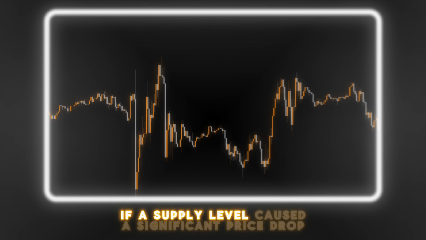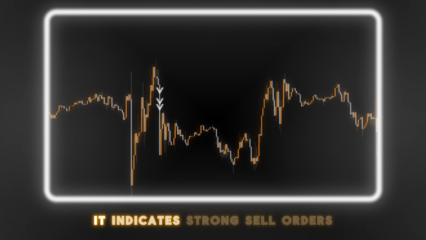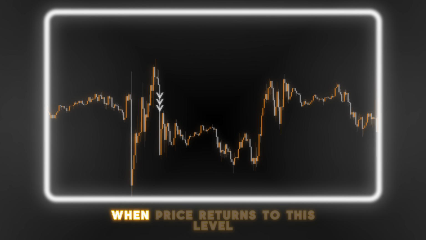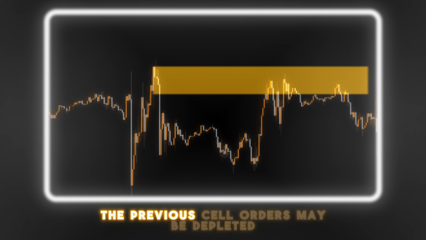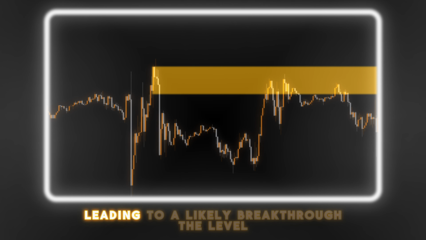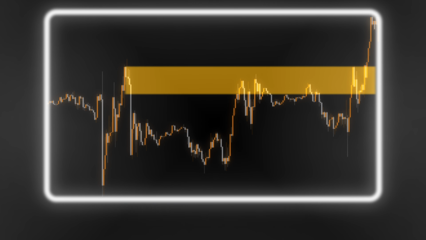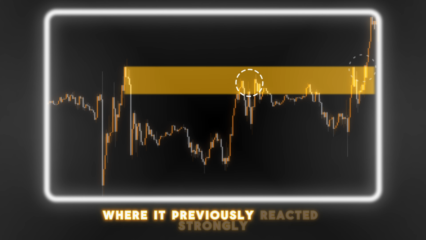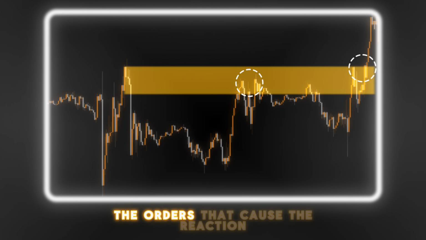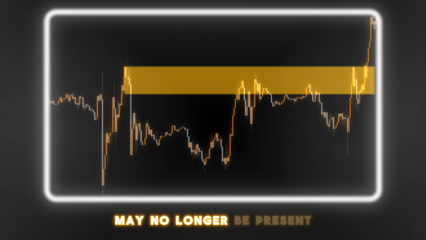If a supply level caused a significant price drop, it indicates strong sell orders. When price returns to this level, the previous sell orders may be depleted, leading to a likely break through the level. When price returns to a level where it previously reacted strongly, the orders that caused the reaction may no longer be present.